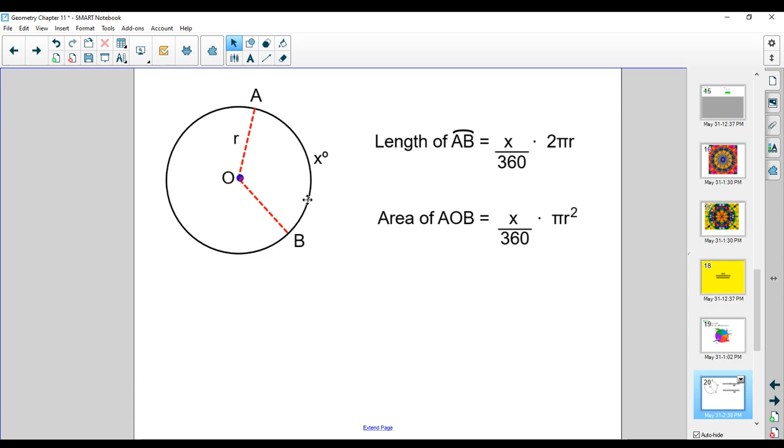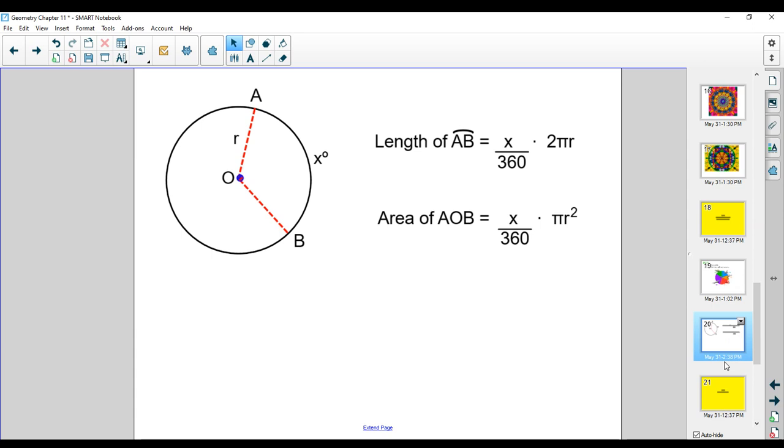So for instance, if x was 120, 120 divided by 360. The degree measurement is not the length, and the degree measurement is not the area. But the degree measurement is going to tell me what part of that is the fraction of the whole. So in this case, if it were 120, it would be 1/3 of the circumference of the whole circle and 1/3 of the area of the whole circle. So that's how we would find the area and length of a sector of a circle.